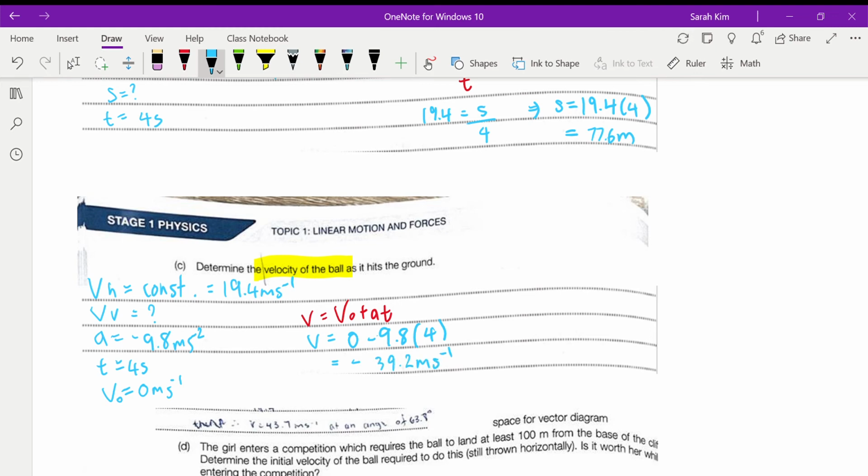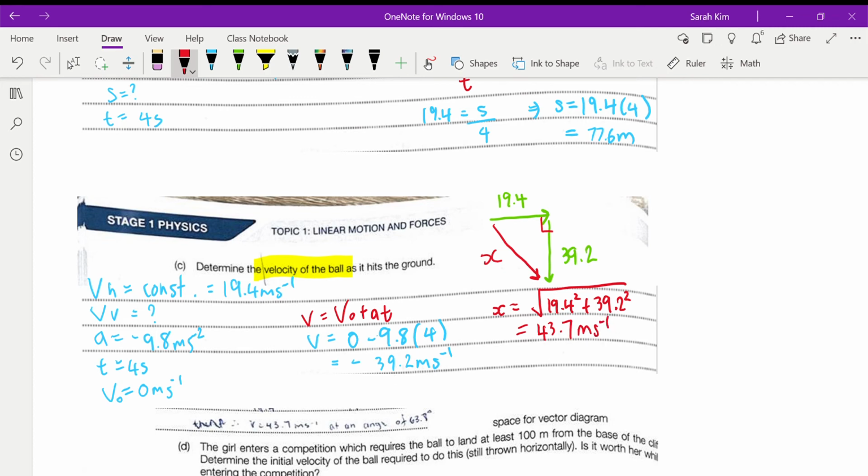So now what we can do is draw a vector diagram. So I've got my v horizontal at 19.4. I've got my negative, so that's going downwards, 39.2. So my resultant vector looks something like this. So I have to figure out my velocity. So my v is just using Pythag, square root of the sum of the squares of those numbers. It's a right angle triangle. There we go. So that should be 43.7 meters per second. So that is my velocity.